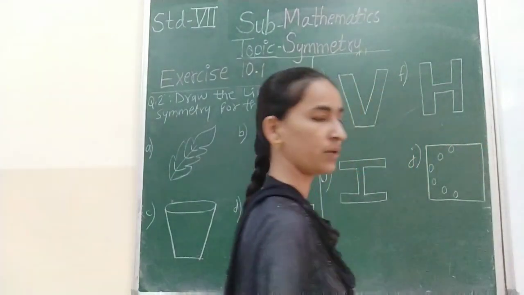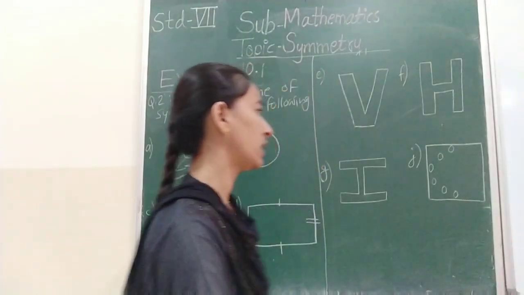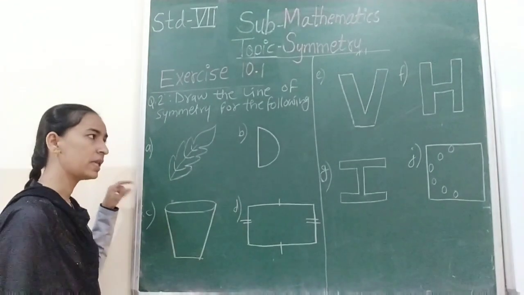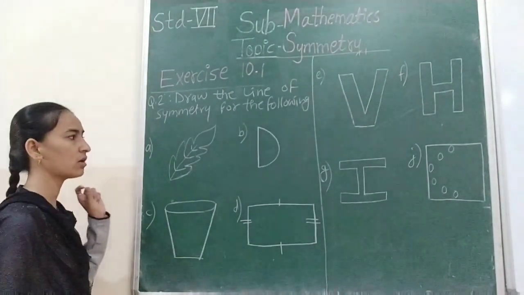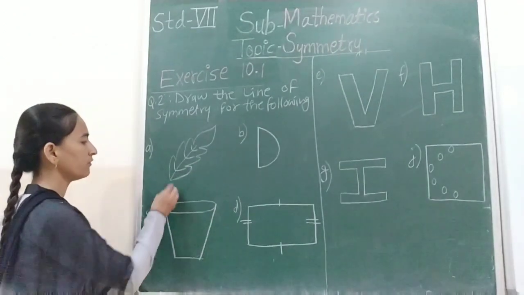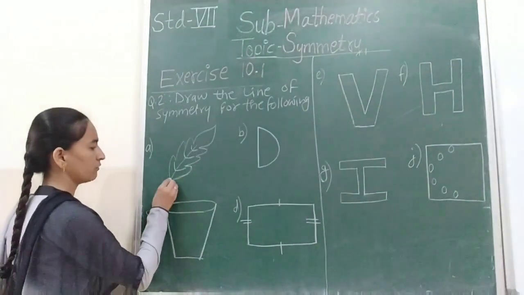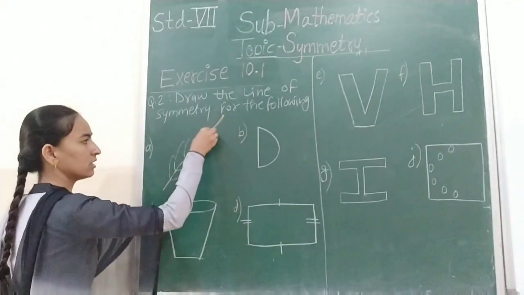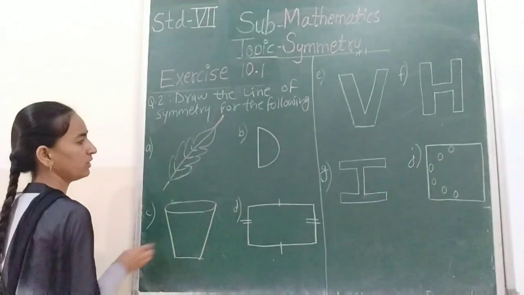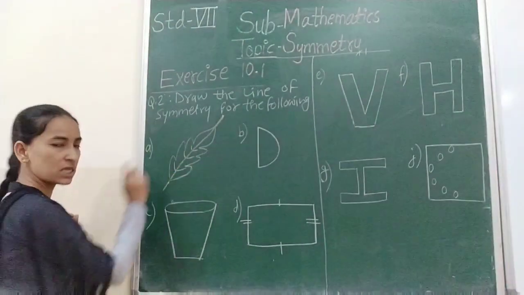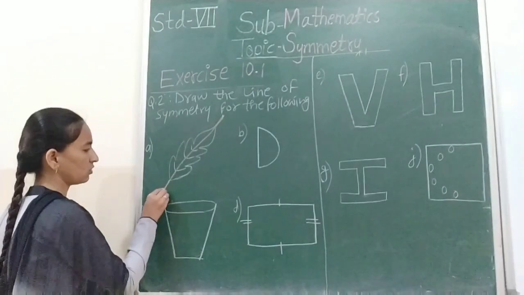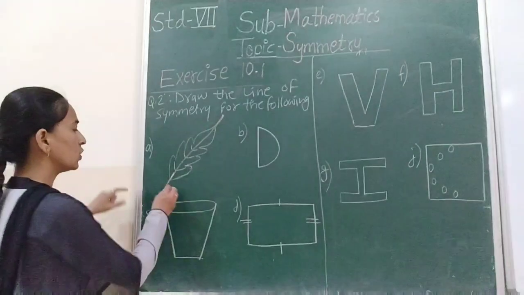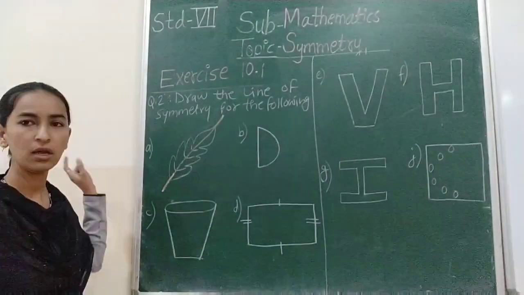Now these are the figures. Okay students, we have to find the line of symmetry here. How many lines of symmetry are there? That also we have to find. Just draw them. This is your question. Now if I draw a line from the center of the leaf, see, it has only one line of symmetry. We have to just draw the line of symmetry. So the first line of symmetry is from the middle one.